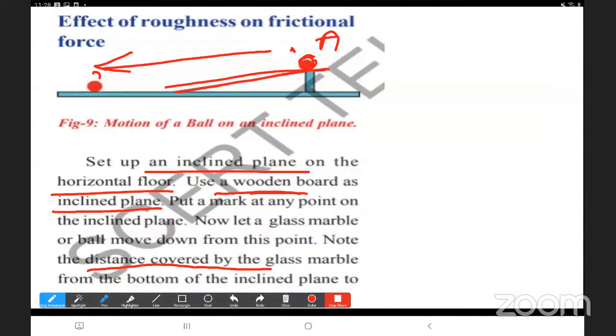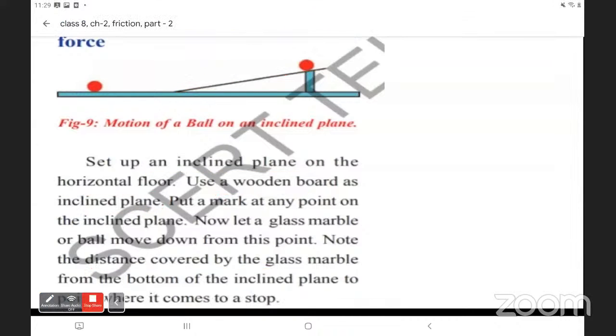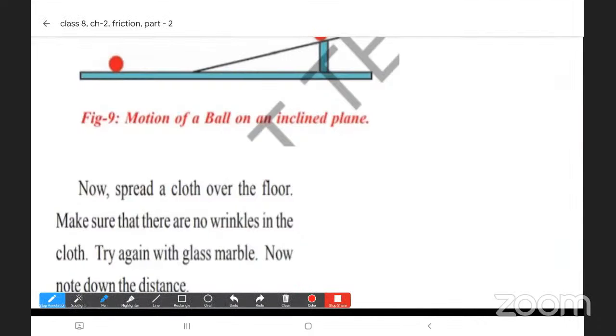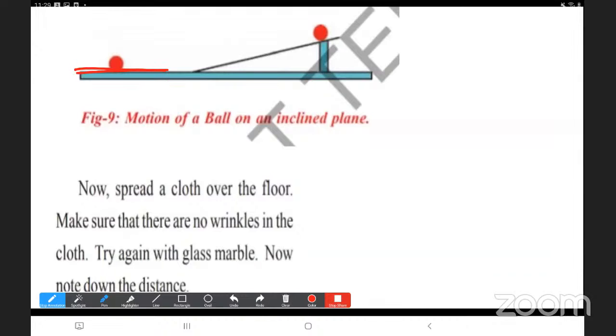Okay, here we have noted the distance covered by this ball or glass marble from the bottom of the inclined plane to the point where it comes to a stop. Now, spread a cloth over the floor. Make sure that there are no wrinkles in the cloth. Now try again with the glass marble or ball, and again note down the distance.